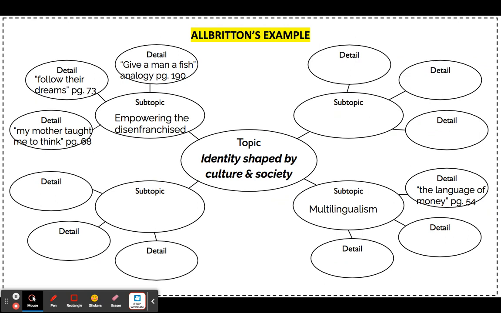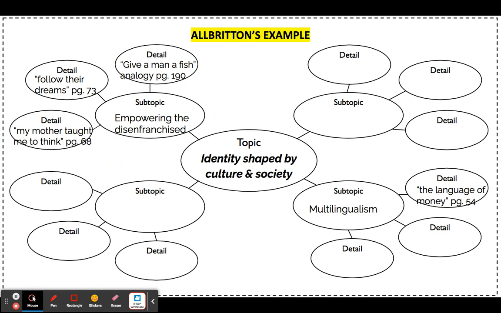So I'm thinking about this idea and I need to find evidence, details in the text that would support that. So I went back through my notes and found 3 quotes from different sections of the book that support this idea. The Give a Man a Fish analogy on page 190, the Following Their Dreams quote on page 73, and then My Mother Taught Me to Think, page 68. So I just wrote those things down. That's all I'm doing.